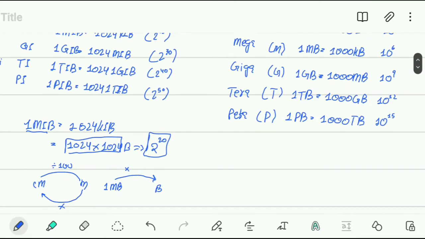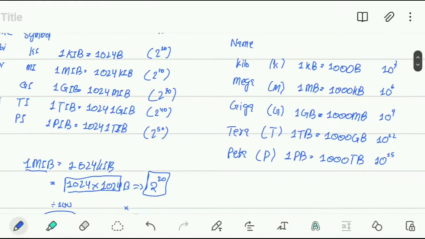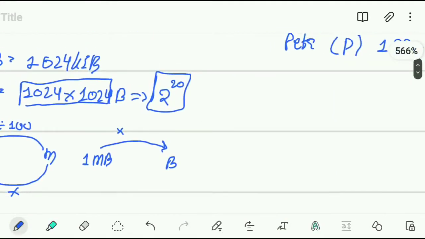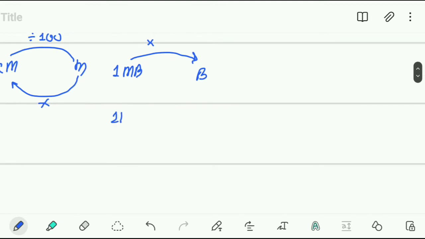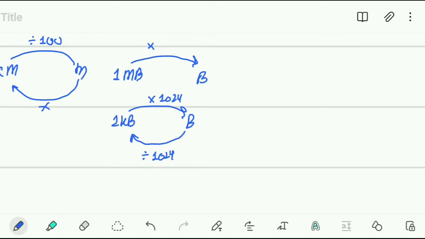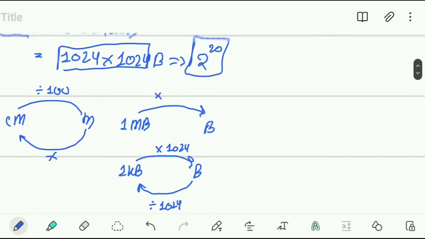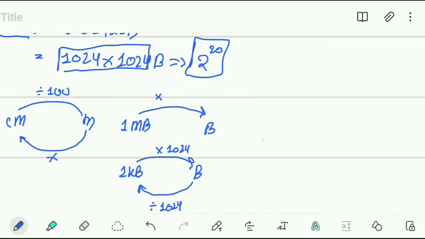Okay, but if we convert kilobytes to bytes, we need to convert 1 megabyte to bytes. So let's start with 1 kilobyte to bytes. 1 kilobyte is equal to 1024 bytes, so we multiply by 1024. If we're going from bytes to kilobytes, we divide by 1024. So if I'm going from 1 megabyte to bytes, first I convert to kilobytes, multiplying by 1024.